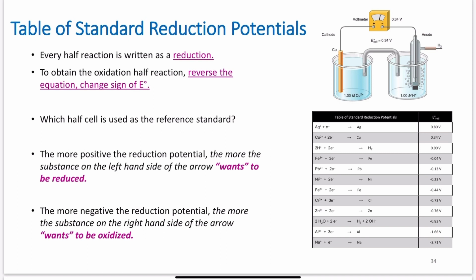So let's think about some things here. Which half cell was used as the reference electrode? The one that's set to 0. We call it a standard hydrogen electrode.